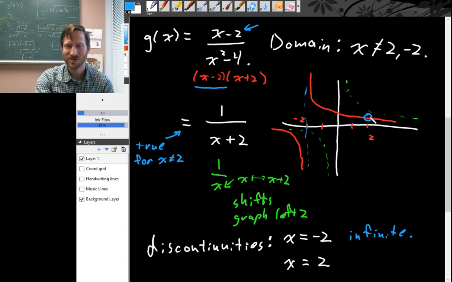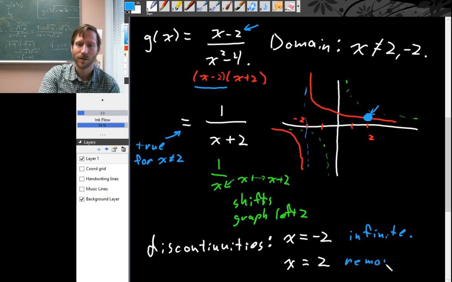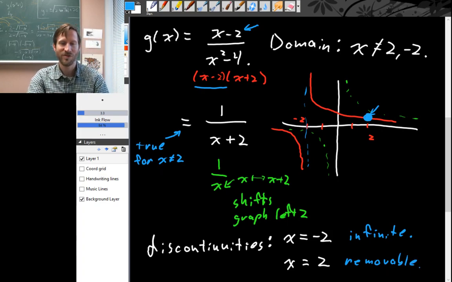And at x equals 2, since there's a hole in the graph, we could fill in this hole to fix the discontinuity. And that means that this is a removable discontinuity. All right, so we have 2 discontinuities, one at minus 2 and one at 2. And the function is continuous everywhere except those 2 x values.